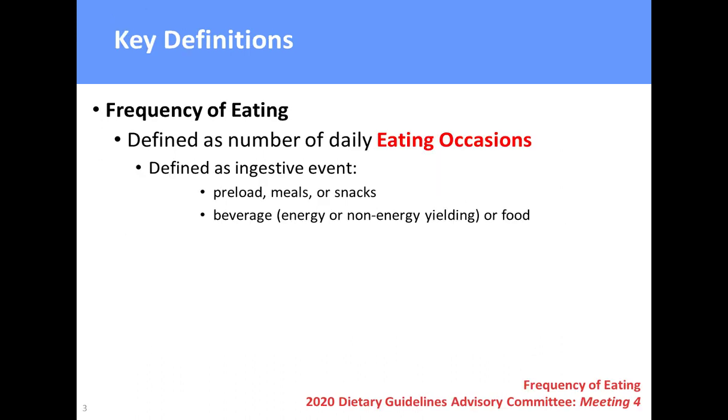One of the most important aspects of our subcommittee's tasks was to define what frequency of eating is. And frequency of eating in our evaluation is defined as the number of daily eating occasions as an ingestive event. And that includes preloads, meals or snacks, beverages or foods. And beverages can be energy or non-energy yielding. We spent a lot of time developing these ideas, and we feel it's a very firm criteria for screening studies, one that will probably be explored in future dietary guidelines.